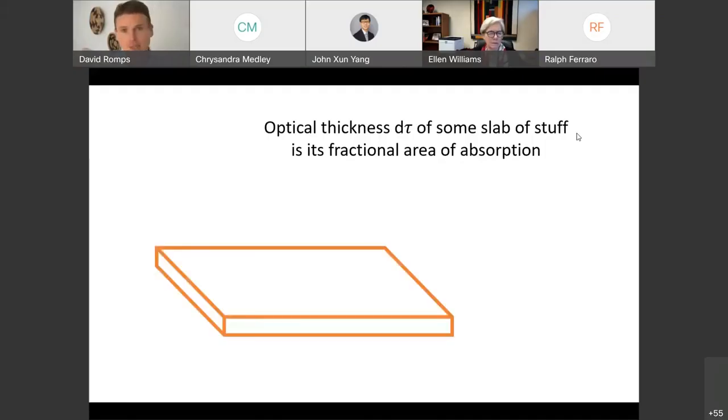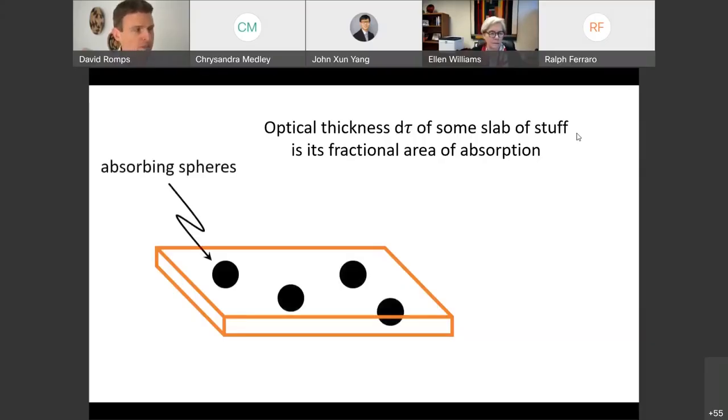So we can picture the slab like this. It's got this slab of, say, air or vacuum or whatever you want that has embedded within it absorbing spheres. So if I've got light that's traveling upward through the slab, it'll pass fine between the spheres, but it'll be absorbed by the spheres. In other words, the spheres will cast a shadow beyond the slab. So I can calculate what the d tau is. So again, the optical thickness d tau is the fractional area of absorption.